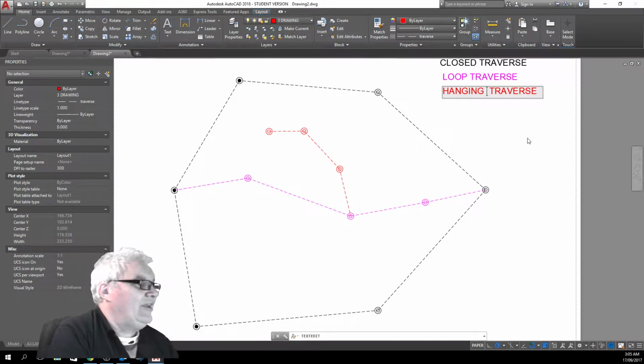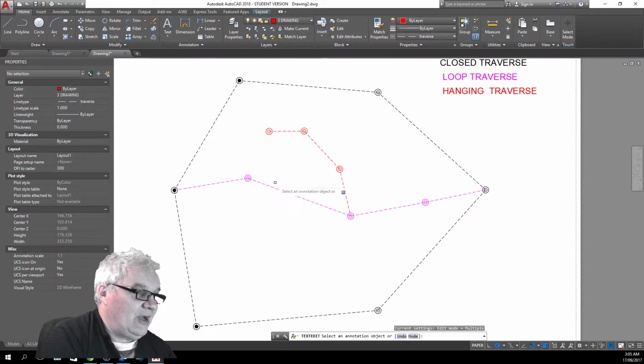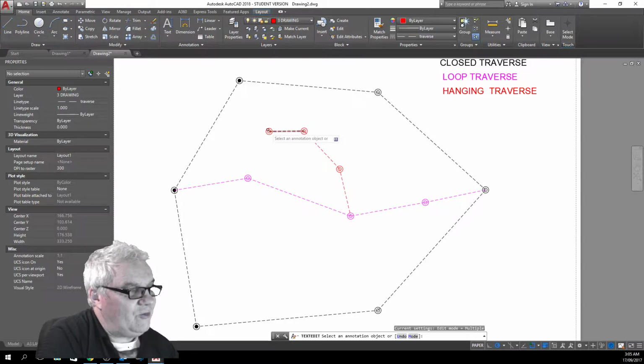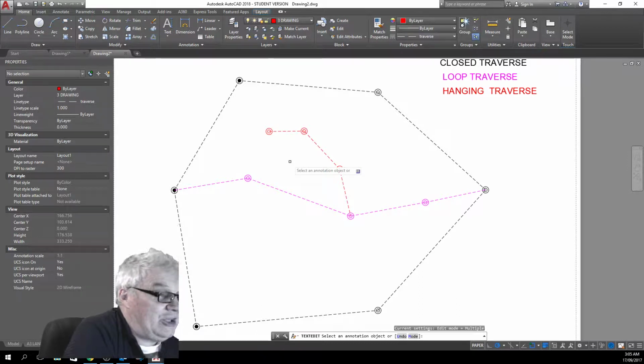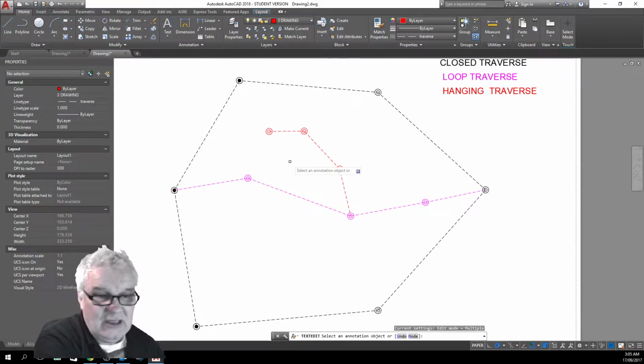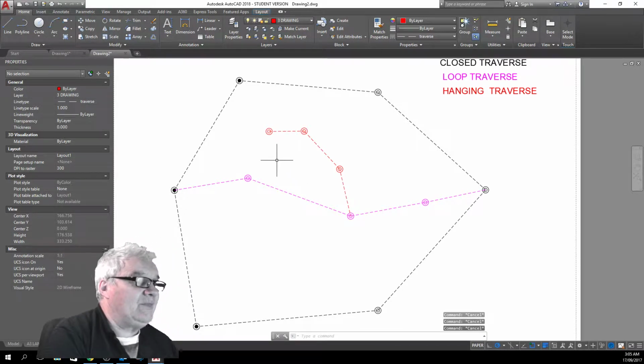Hanging traverse. Now that's got no checks on it at all, because you might set up here, prove an origin off these marks, and then come out here, observe, set up here, backside observe, and so you've got no independent check of where you are at all. You can see why it's called a hanging traverse, because it just hangs off the side. It's got no checks.